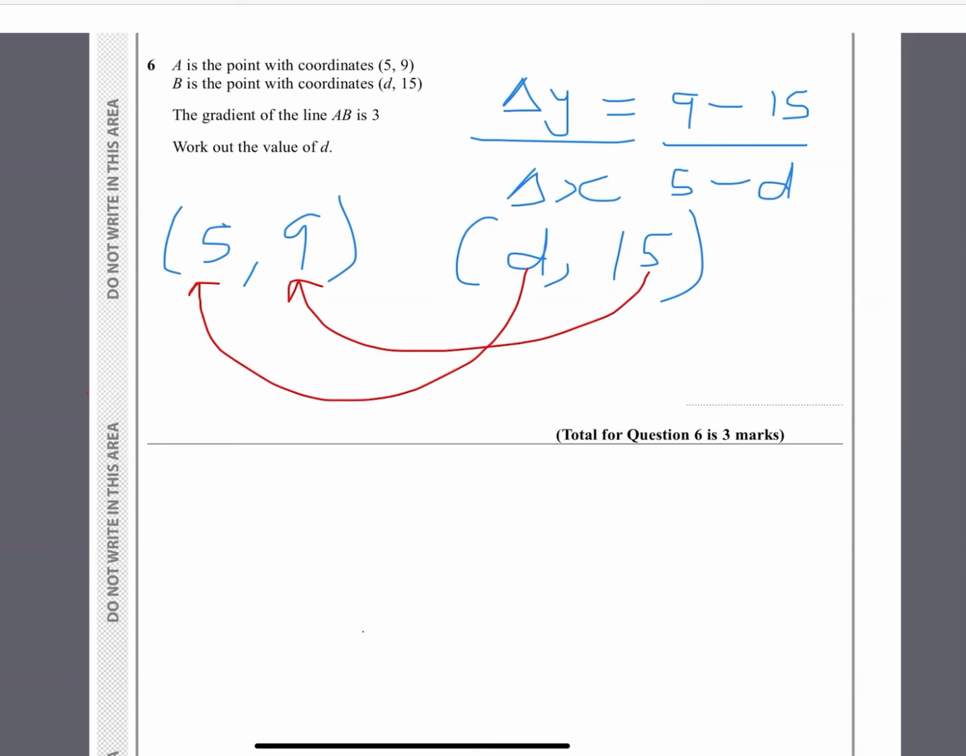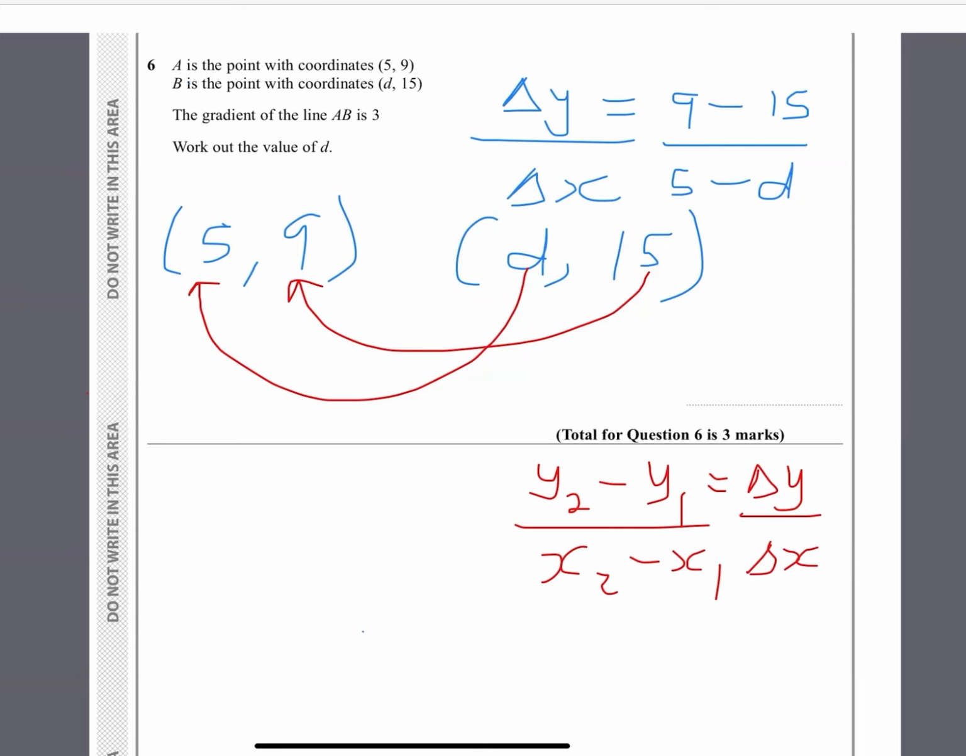Is this the same equation where it's x2 minus x1 over y2 minus y1? Is that a different equation? It's the y2 minus the y1 over x2 minus x1. So the y2 minus the y1 is the change in the y, and the x2 minus the x1 is the change in the x.